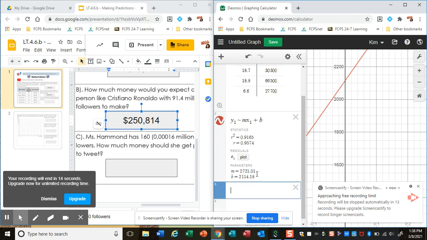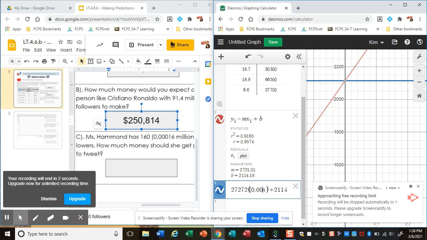But I could also use this equation. I know that my m is 2721. My b is 2114, and I got that from these two numbers right here. I'm looking for 0.00016.